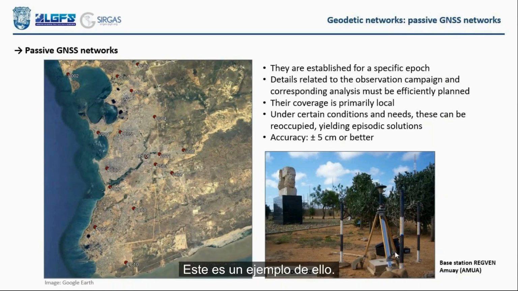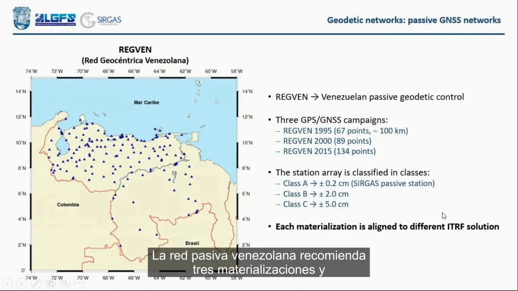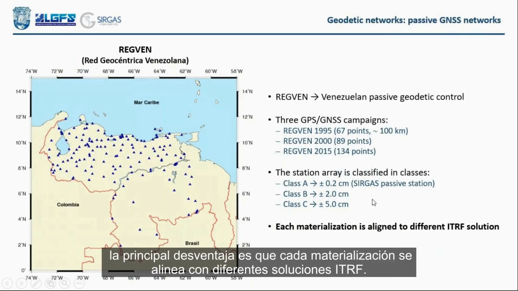Here we have an example of that. The Venezuelan passive network comprises three materializations, and the principal disadvantage here is that each materialization is aligned to a different ITRF solution.